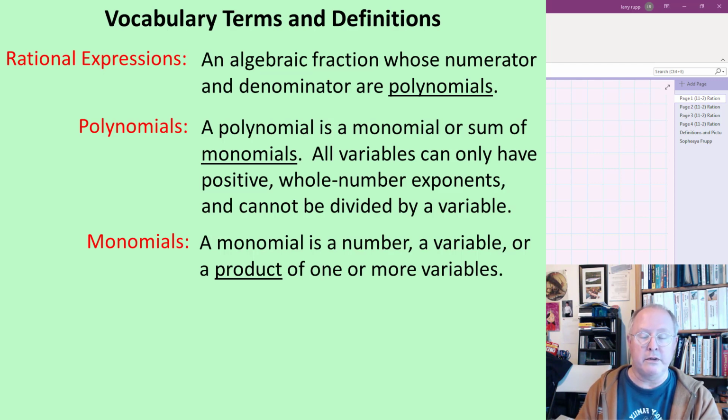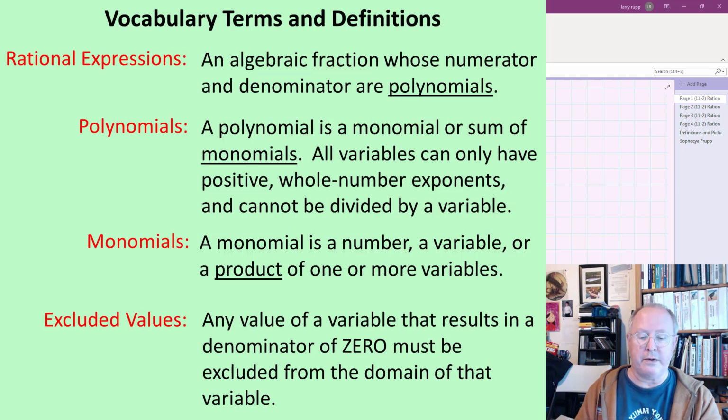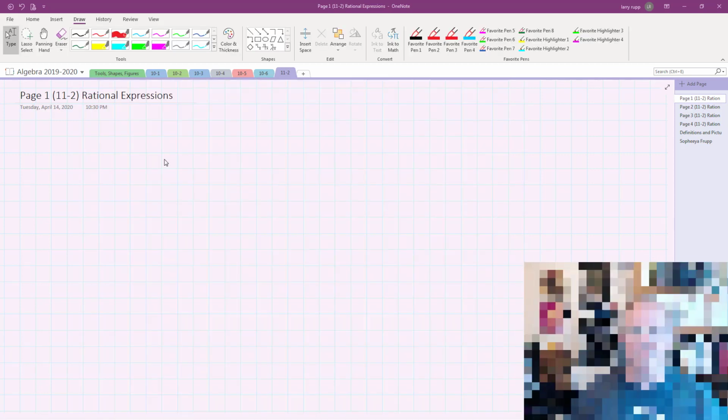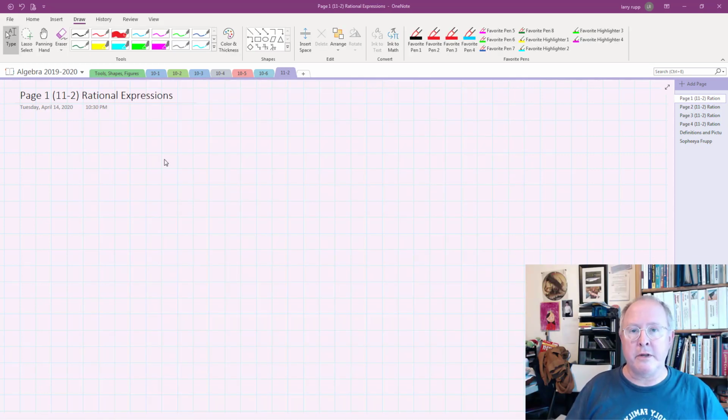Now we have a new terminology that you need to go over and understand, and it's called excluded value. Any value of a variable that results in a denominator of 0 must be excluded from the domain of that variable. Division by 0, smoking hole in the city, death, doom, destruction, badness, results, right? No dividing by 0. Excluded values. Okay, now that we've got our terminology and definitions out of the way, let's do some examples.